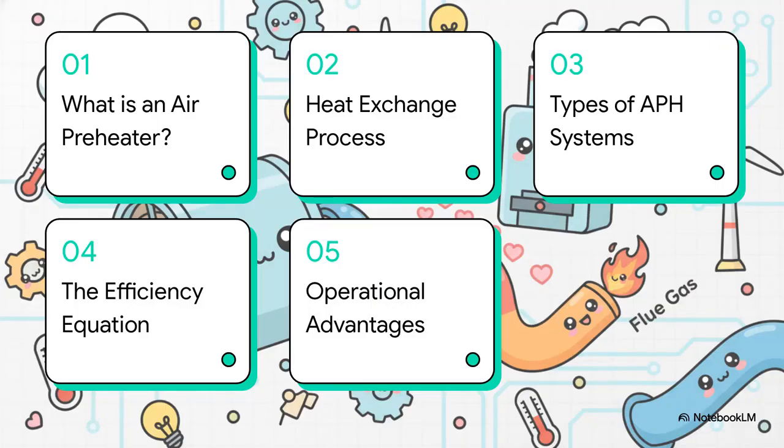So here's our game plan. We'll start with the basics, what the APH is and what it does. Then we'll get into the nitty-gritty of the heat exchange process. After that, we'll look at the main types of systems you'll find out there, crunch the numbers on the efficiency equation, and wrap up with all the key operational perks they bring to the table.